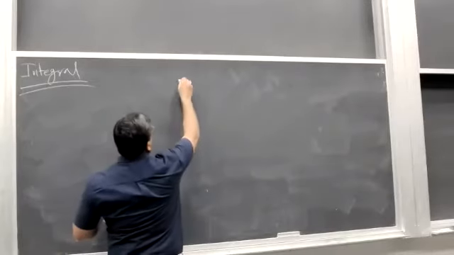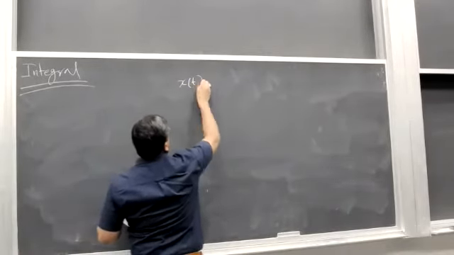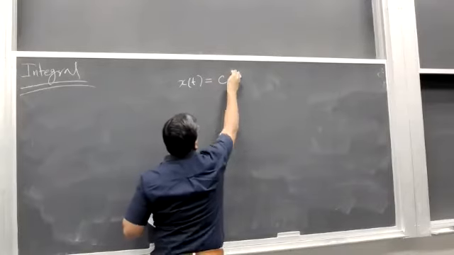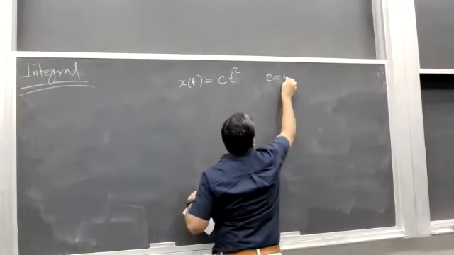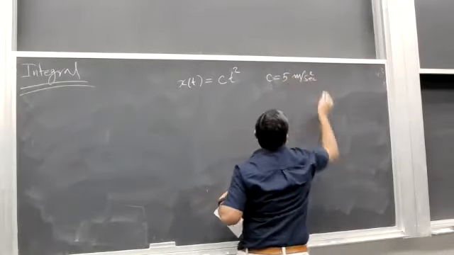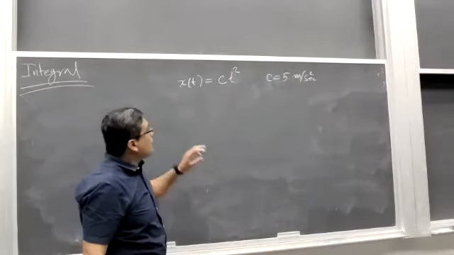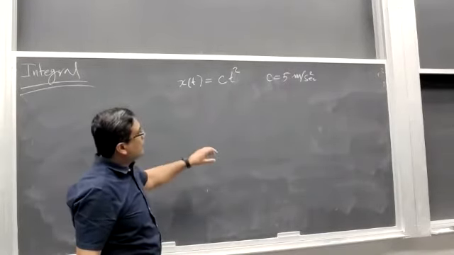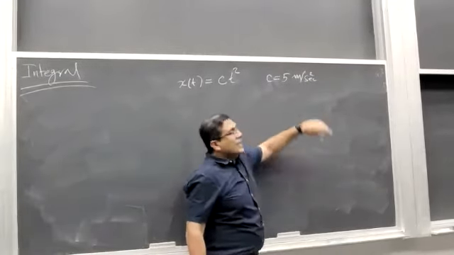For a falling object, we figured out this relationship: x of t is equal to c t squared, where c is equal to 5 meters per second squared. Just a warning, I'm trying to be as careful with units as I can. Whenever I write a quantity, I write units.